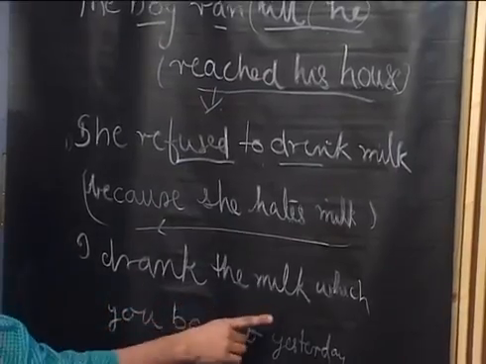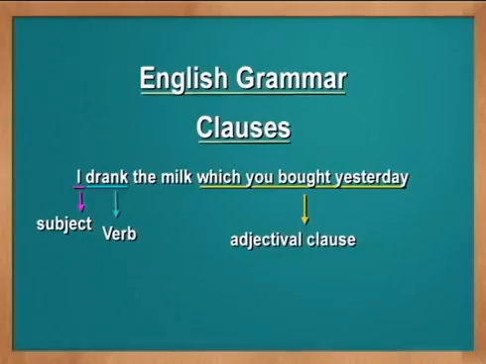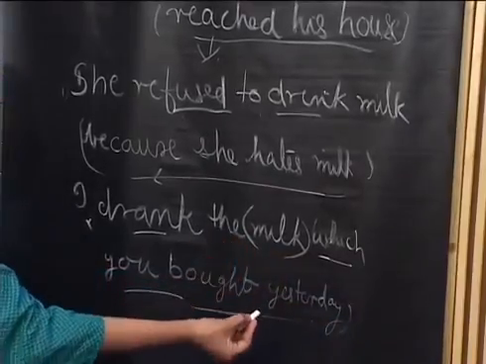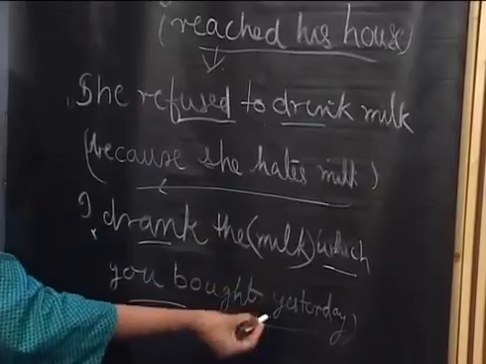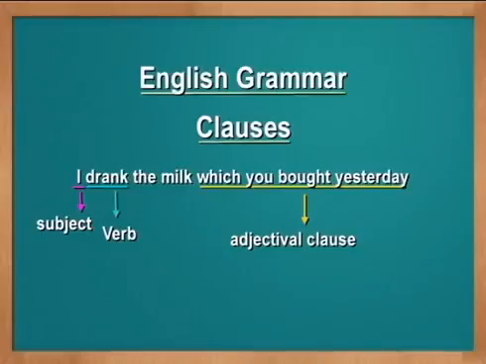I drank the milk which you bought yesterday. So, I, subject, drank, verb, then which you bought yesterday explains the milk, gives more information about milk. Which milk, what milk. So, this group of words stands to describe milk, which is a noun, and in other words it means it is an adjective. So, this clause behaves like an adjective, hence it is called an adjectival clause.